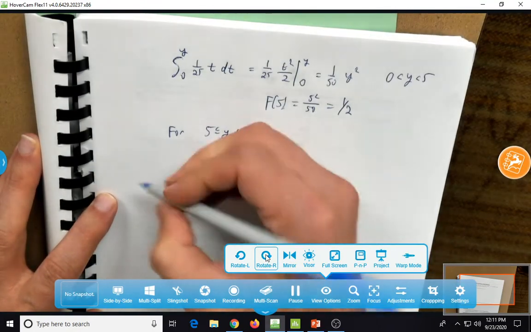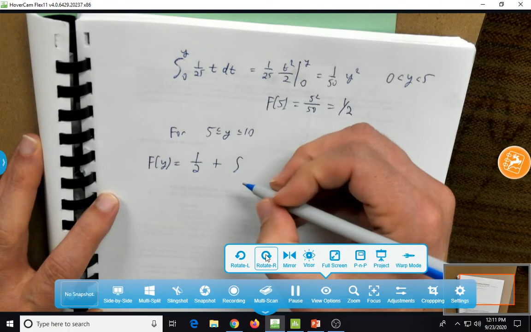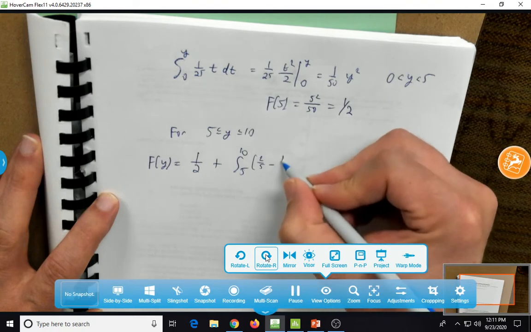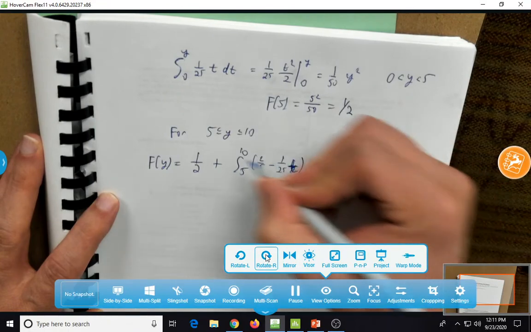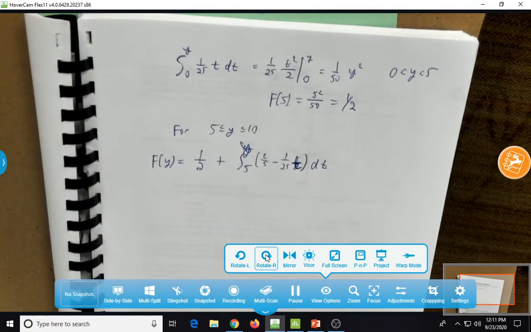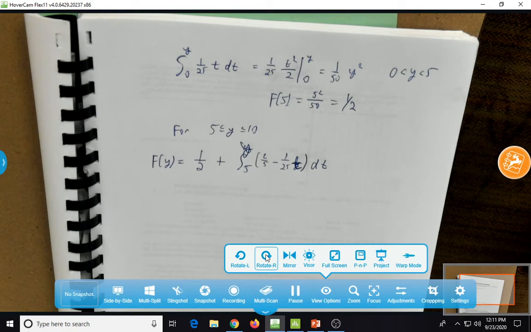what I'm going to have to do is f of y is going to be equal to 1/2 plus the integral from 5 to y of 2/5 minus 1/25 t, and that should also be a y. I shouldn't integrate all the way through that. So why did you add one half now? Because this only gives me the area between 5 and y, I still have all this area of 1/2 up to it, from 0 to 5.